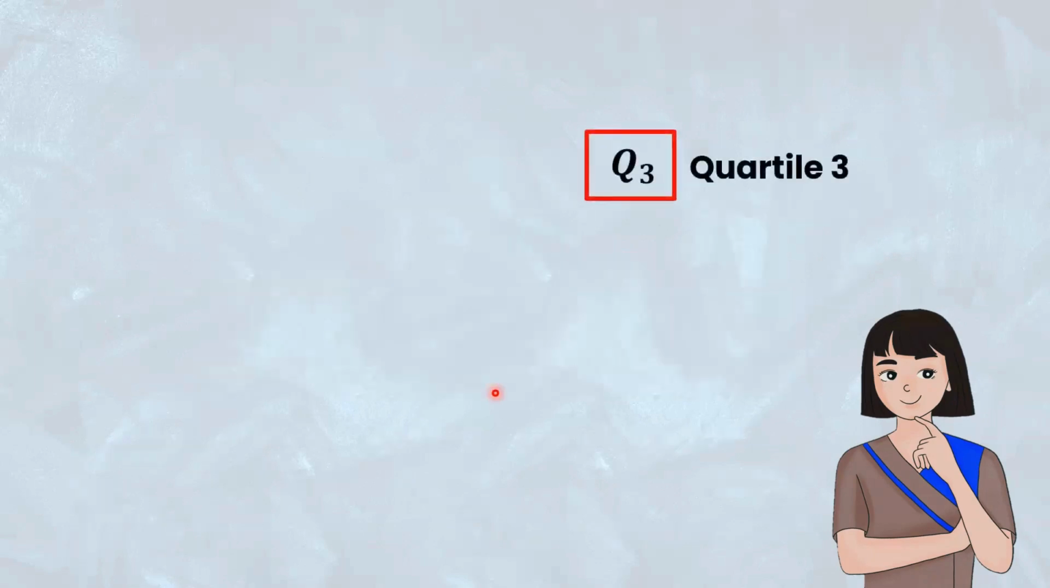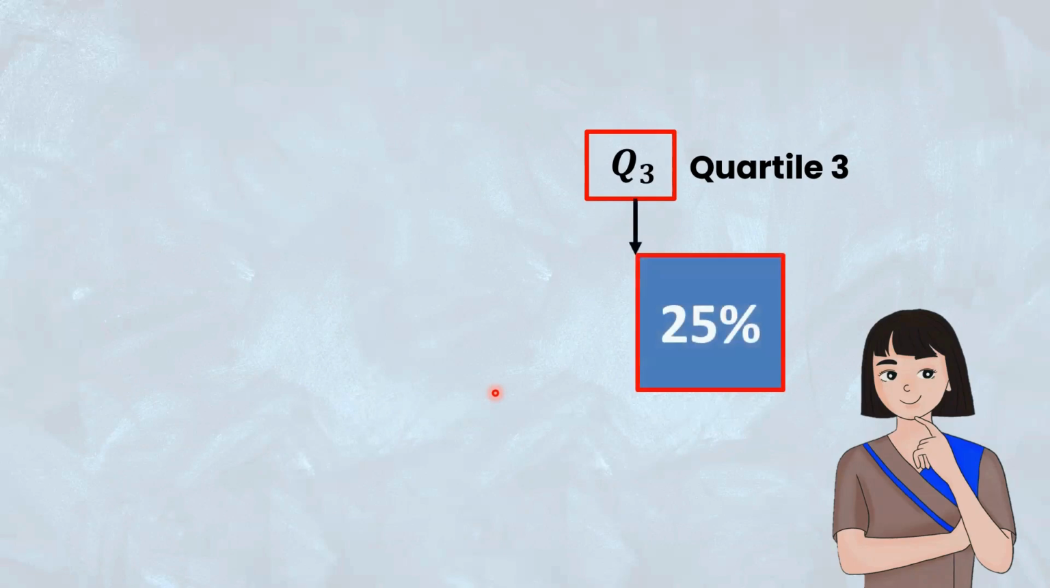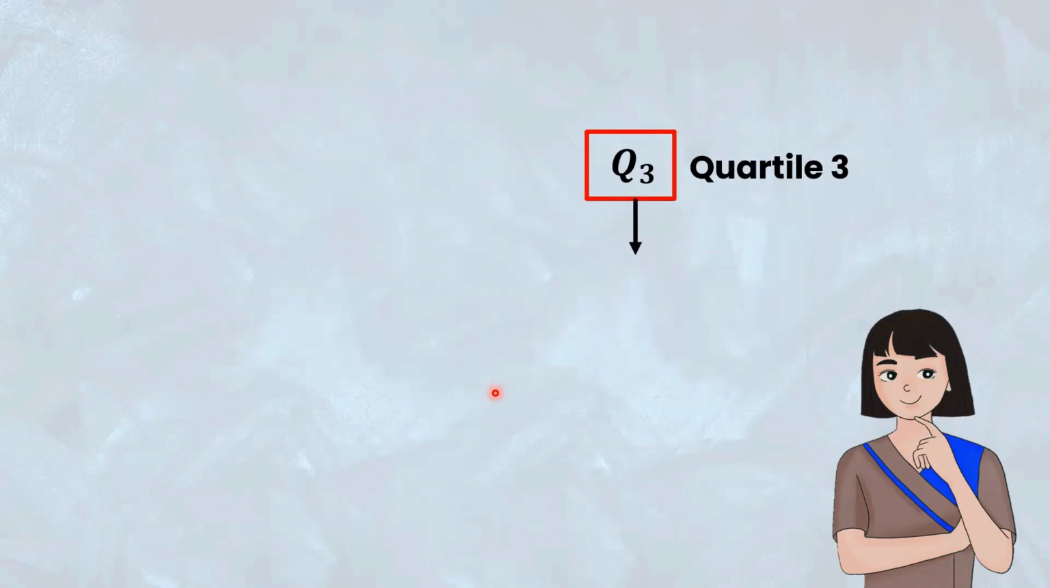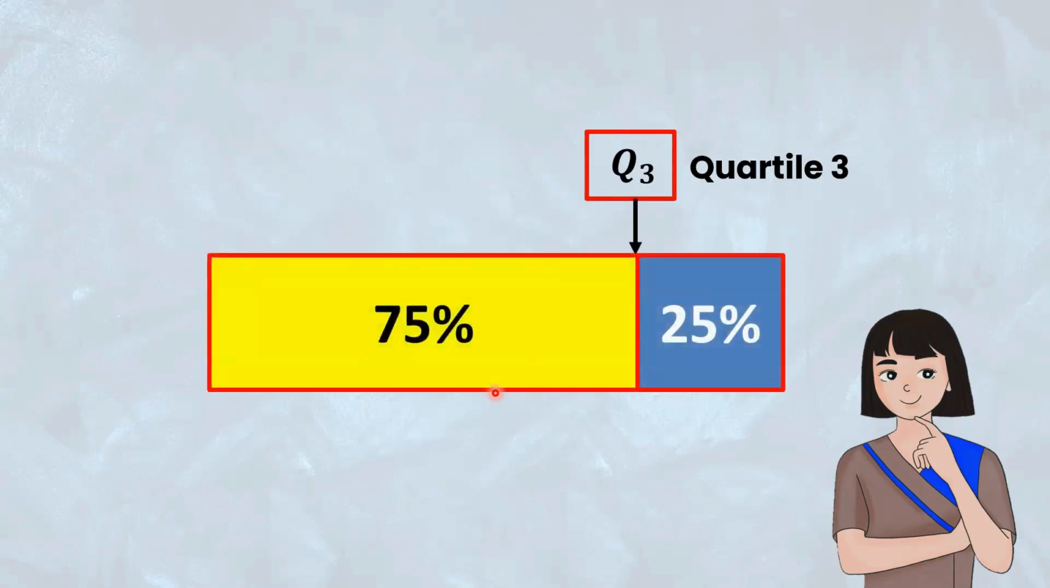And finally, if your score falls on quartile 3, it means that 75% of the test takers scored below your score, the yellow one. And the remaining 25%, the blue one, of the test takers scored above your score. Note that the higher the corresponding quartile value of your score, the better you perform on a particular test or exam.